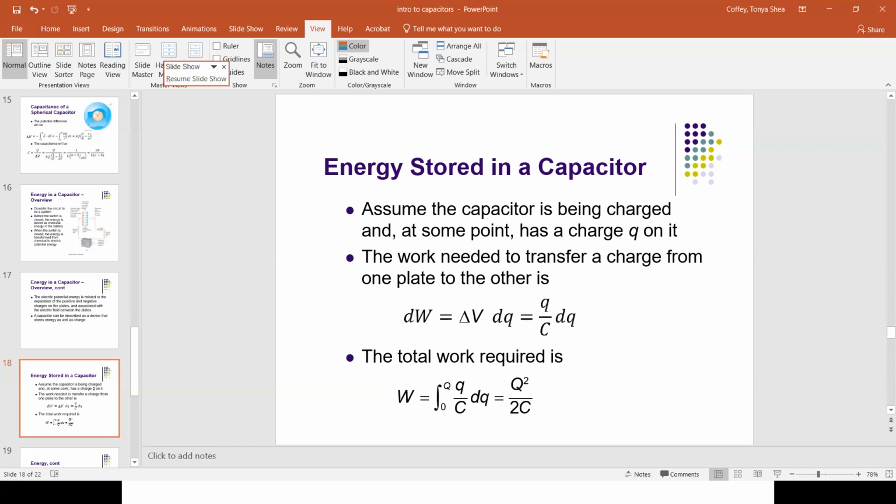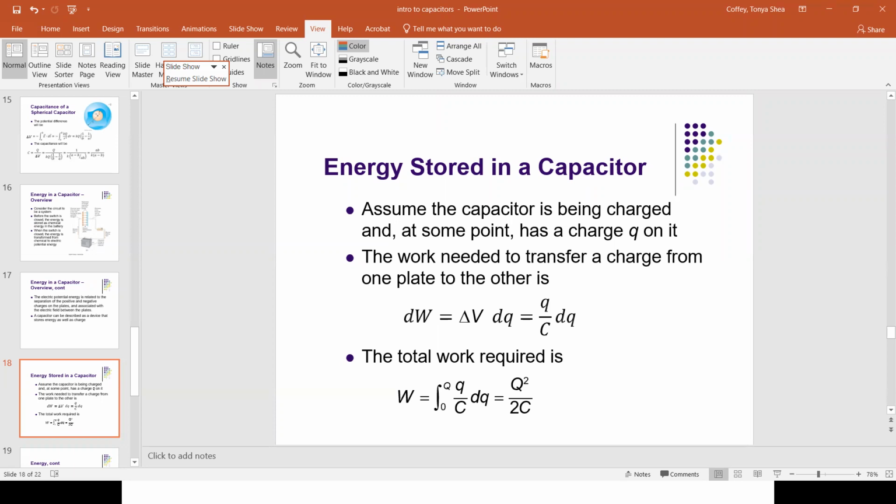Now, using my relationship for capacitance, C is equal to Q over delta V, I can sub in for what delta V is, and I would write Q over C. So then my little differential amount of work would be Q over C times dq. Now, if I want to integrate that up to a total charge big Q stored in the capacitor, then my little d work would get integrated to give me the work, and that would be the integral from 0 to big Q of Q over C dq.